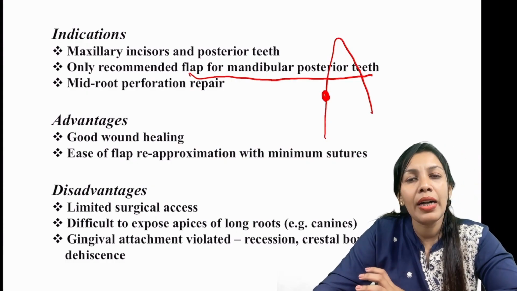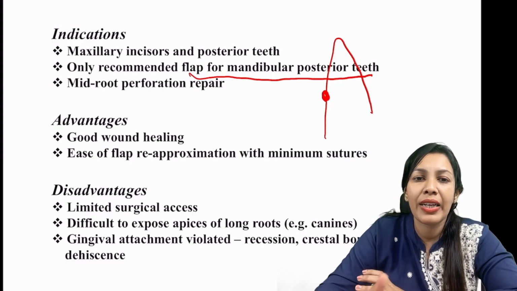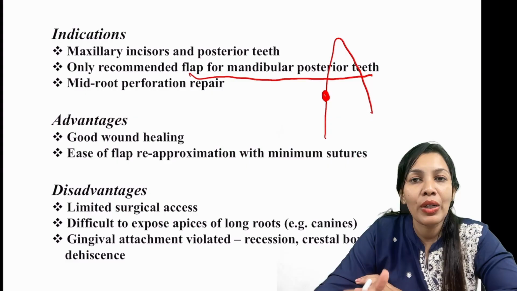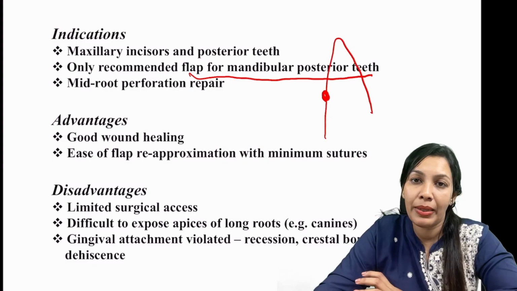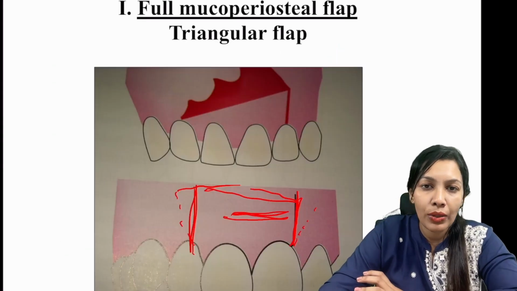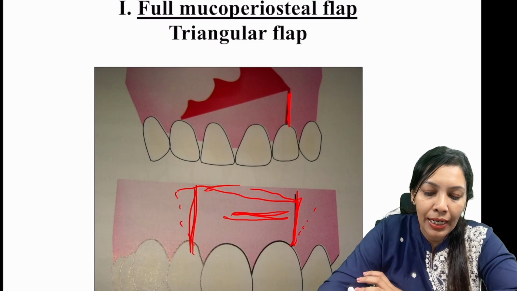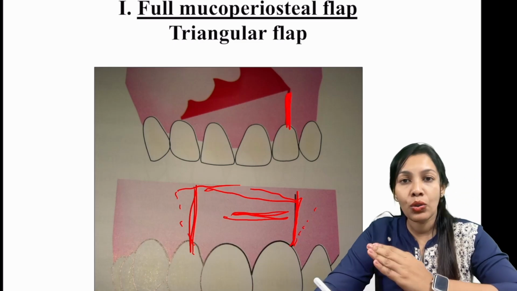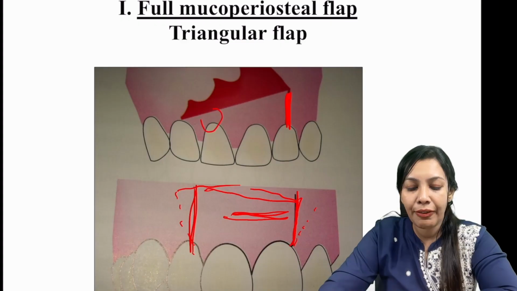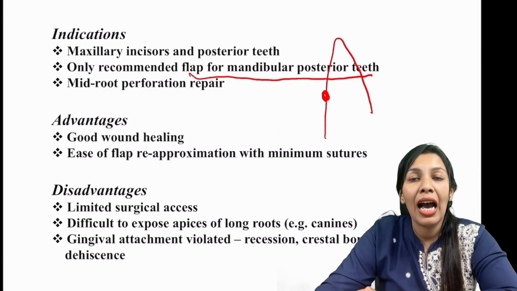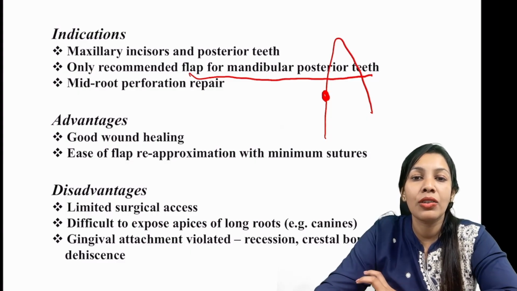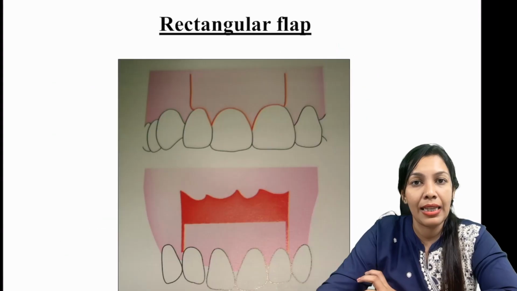What is the advantage? Approximation is very easy, because only one part of the flap is being tiered and reflected. So there is easy approximation and good healing. But the one problem is that only one part is incised, so it is difficult for the access. We will have limited surgical access and it is difficult to expose the apices of the root.